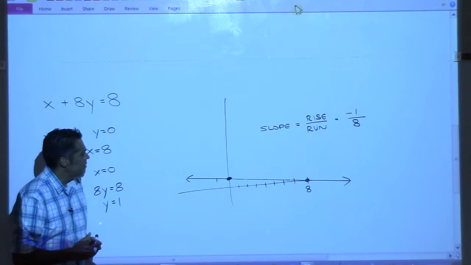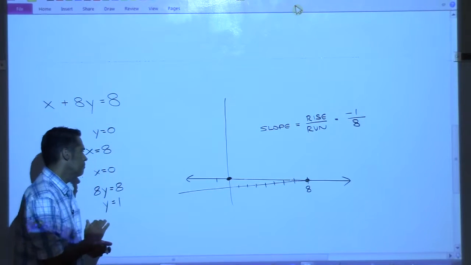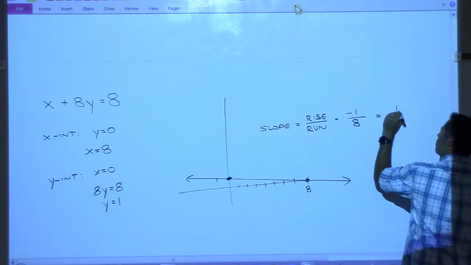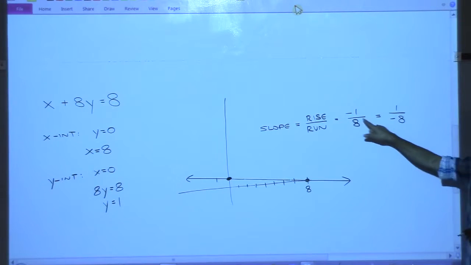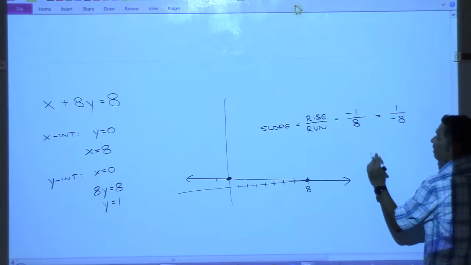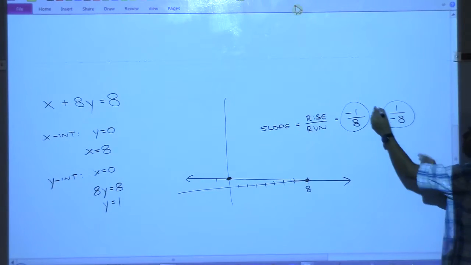So let me see. What if I rewrote this fraction as 1 over negative 8? Is that the same fraction? Having a negative up here, can I move the negative down here, and is it the same thing? No? Okay, so I'm not saying is it the same point. I'm saying is this number the same as this number? Are those two numbers the same numbers?